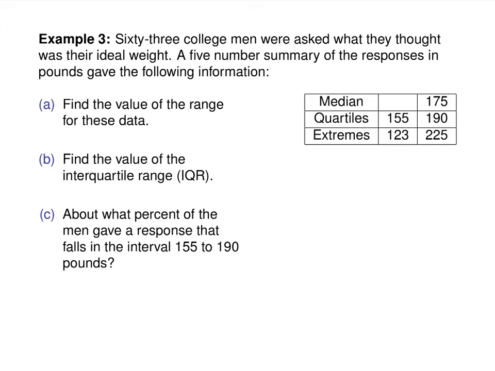So 63 college men were asked what they thought was their ideal weight. A 5-number summary of the responses in pounds gave the following information. First, find the value of the range for these data. Remember that's the max minus the min, and those are also known as the extremes of the data. So the max minus the min is 225 minus 123, or 102.